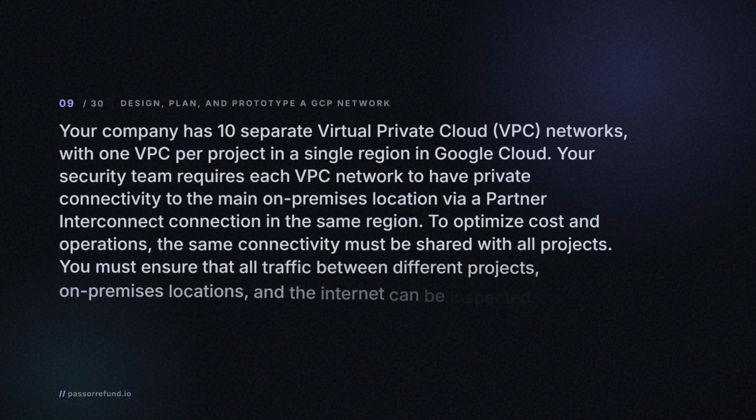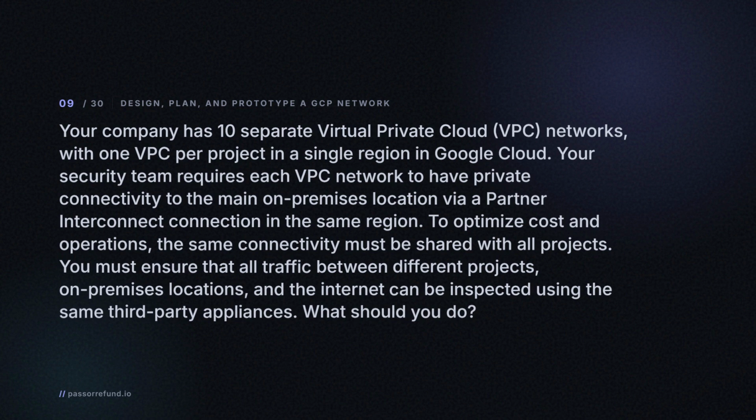So, try this question. Your company has 10 separate Virtual Private Cloud, VPC, networks with one VPC for each project in a single region in Google Cloud. Your security team needs every VPC network to have a private connection to your main on-premises location using a Partner Interconnect in that same region. To save money and simplify things, this same connection needs to be shared across all projects. You also have to make sure that all traffic between different projects, your on-premises spots, and the internet can be checked using the same third-party tools. What should you do?